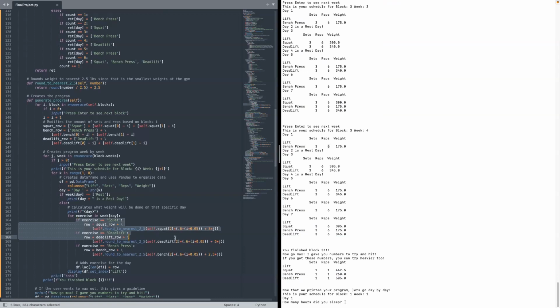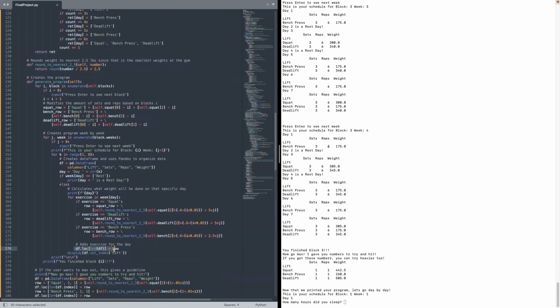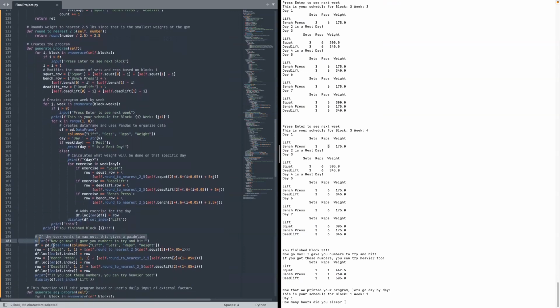And then over here, we'll calculate the weight that the user will receive on that day. So you can see I implemented the nearest 2.5 pounds, and this is the formula for the weight increase per week or per block. And then this data frame line of code just organizes the data. And this part is basically the maxing part right here.